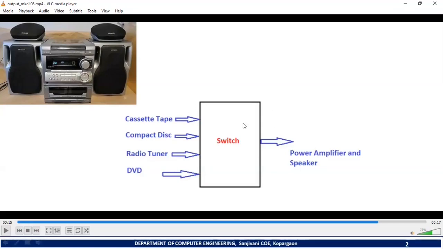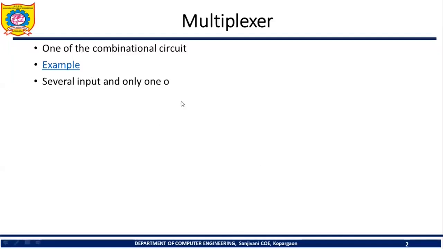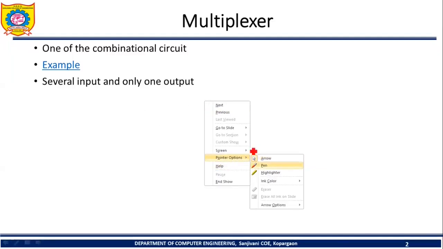So why I have taken this example? This is where we can use multiplexer. Here working of this switch is similar to multiplexer. Here we can have a multiplexer. So what multiplexer does? Multiplexer selects data from one of the inputs. Multiplexer has several inputs and only one output. So multiplexer selects one of several input signals and passes that signal to output.